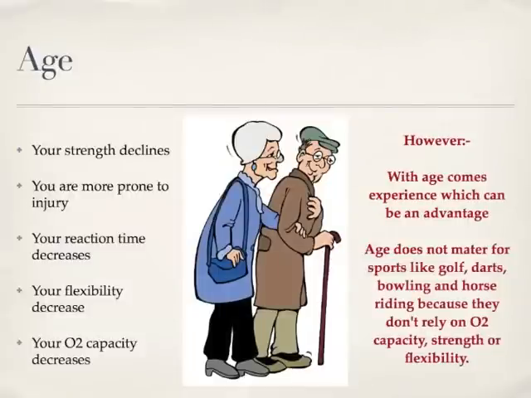A player's ability to perform physical skills will be influenced by their stage of physical and mental development. As you become older, your strength declines, you're more prone to injury, your reaction time decreases, your flexibility does as well, and so does your oxygen capacity. However, with age comes experience, which can be an advantage.